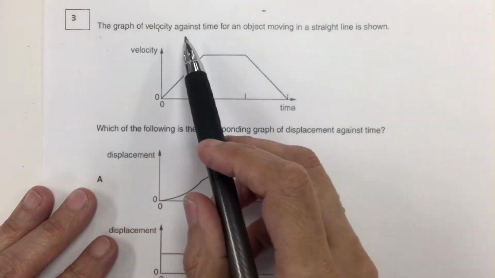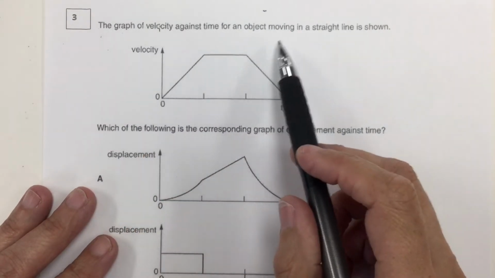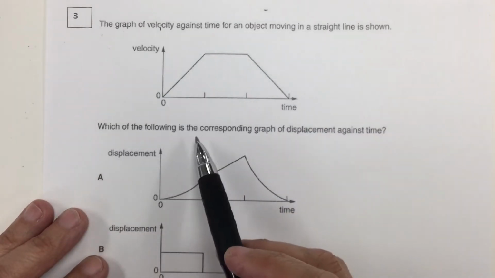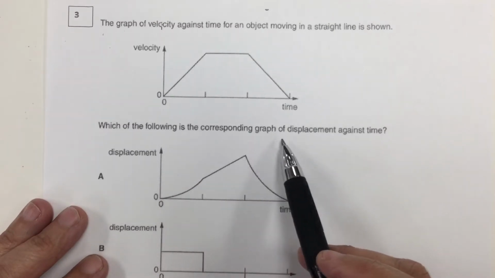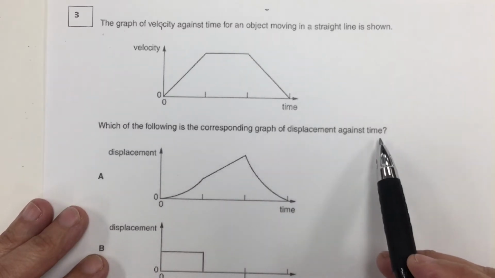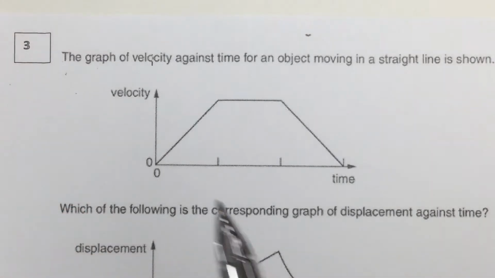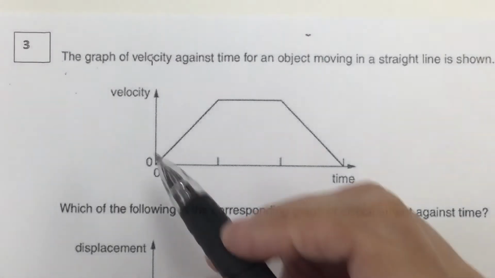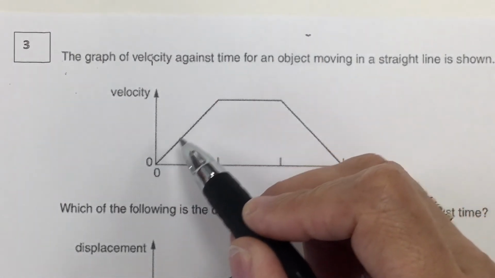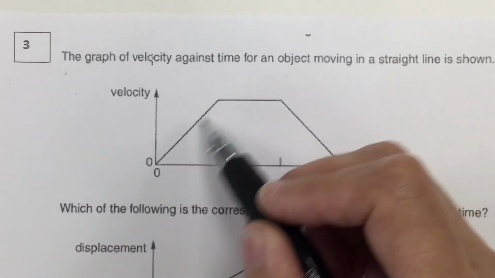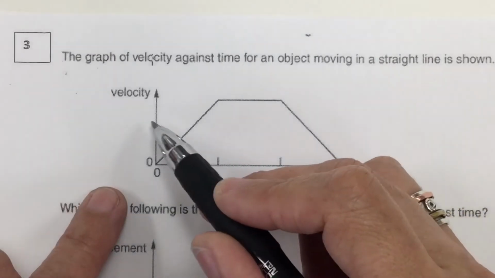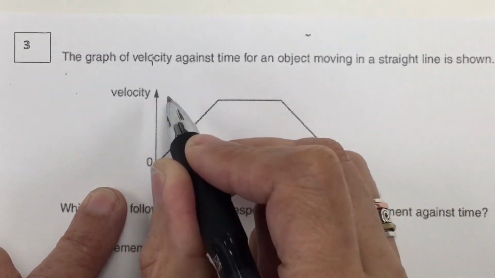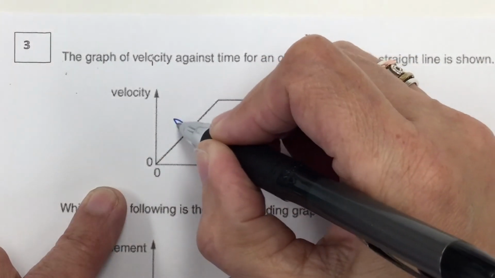Question number 3. The graph of velocity against time for an object moving in a straight line is shown. Which of the following is the corresponding graph of displacement against time? First, let's study the transitions in this graph. In this section, the object is moving with changing velocity. As the time goes by, the velocity is increasing. So let's call this section A.